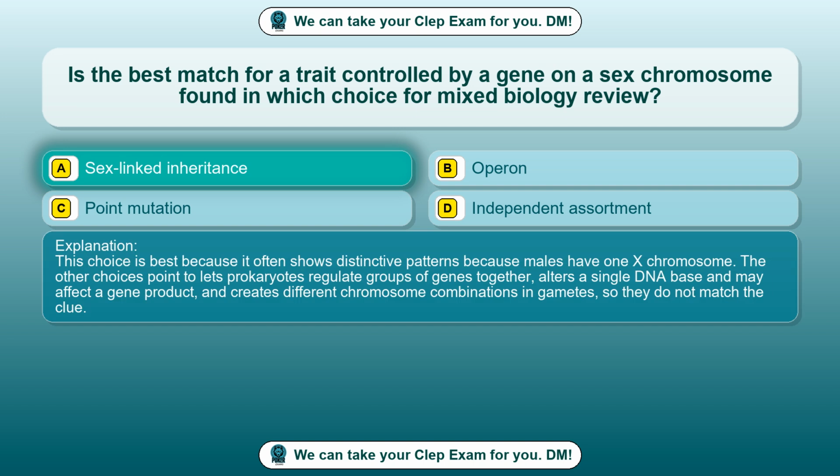This choice is best because it often shows distinctive patterns because males have one X chromosome. The other choices point to lets prokaryotes regulate groups of genes together, alters a single DNA base and may affect a gene product, and creates different chromosome combinations in gametes, so they do not match the clue.